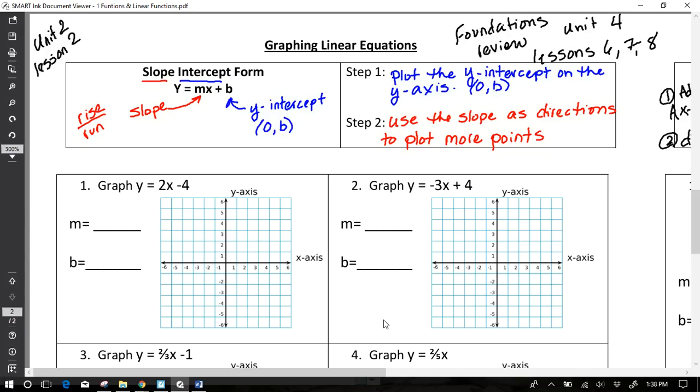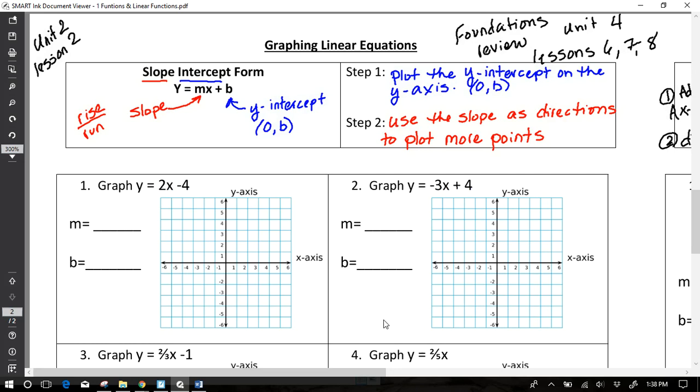Today we are going to do Unit 2, Lesson 2, which is graphing linear equations. If you want to refer to the lessons from our foundation semester, you're going to want to look at video lessons all in Unit 4, lessons 6, 7, and 8. Lesson 6 was all about slope-intercept form. Lesson 7 was all about standard form. And then lesson 8 was horizontal and vertical lines.